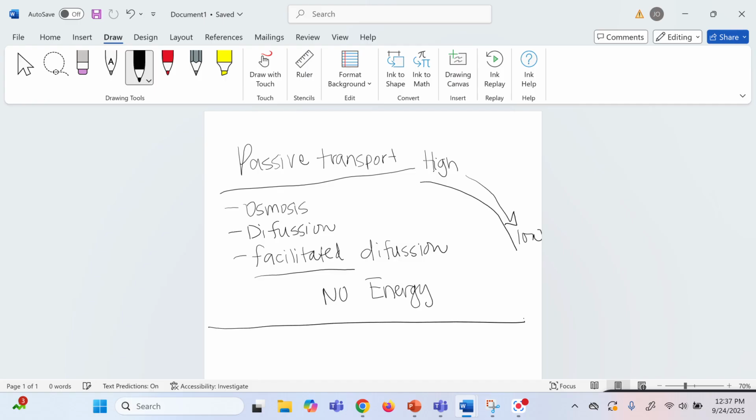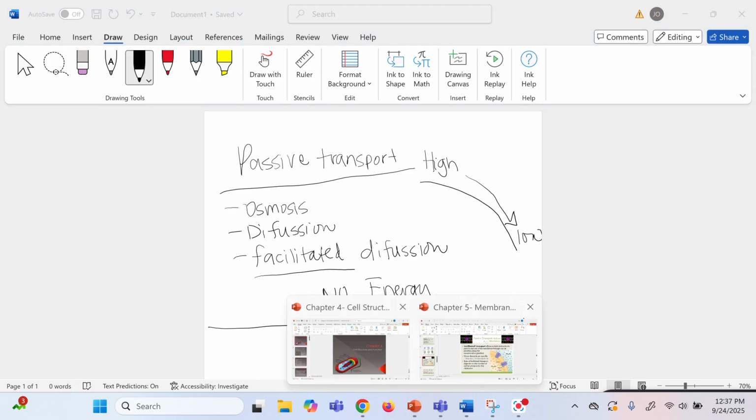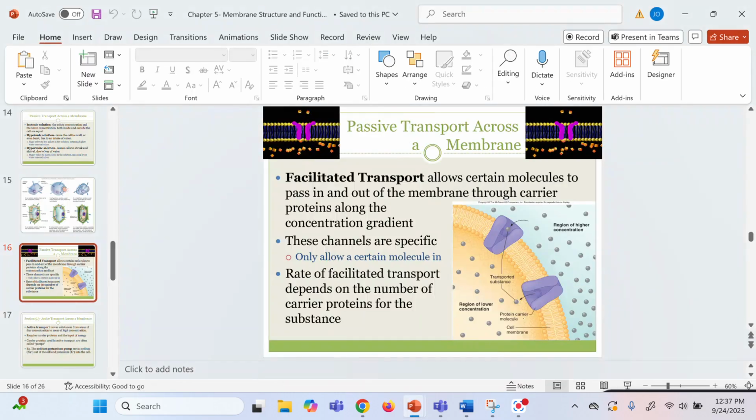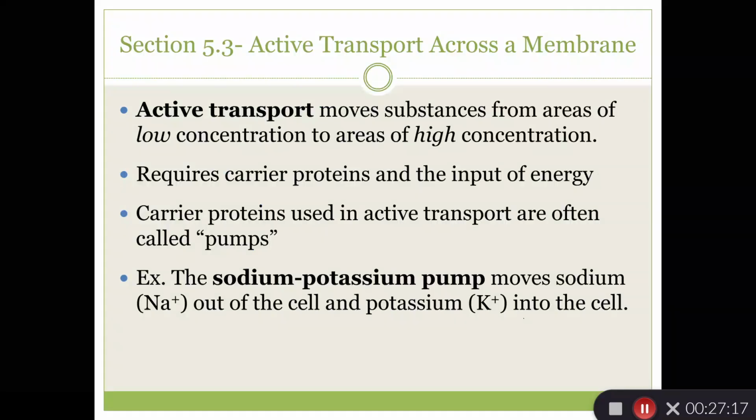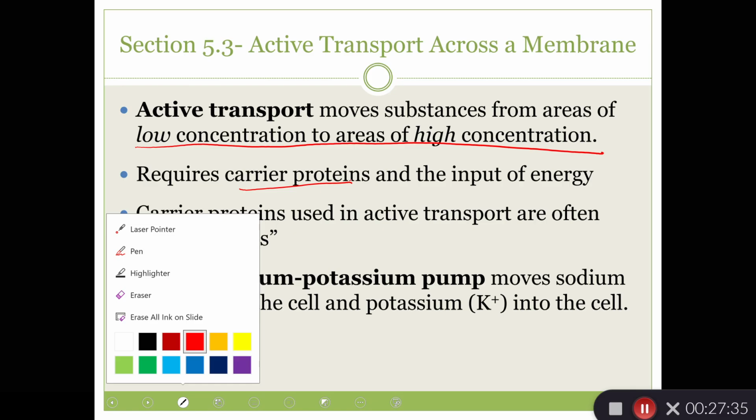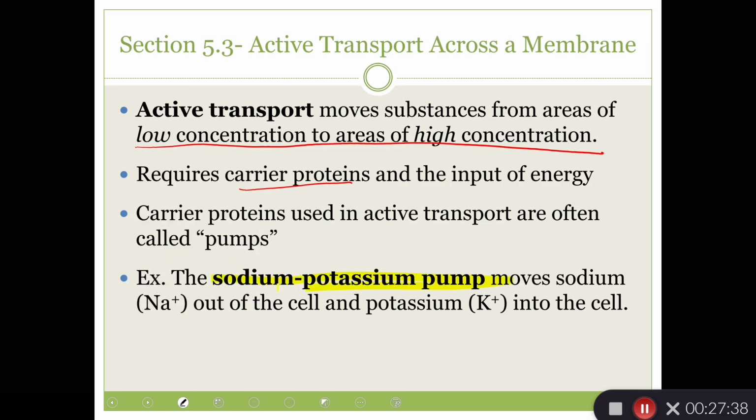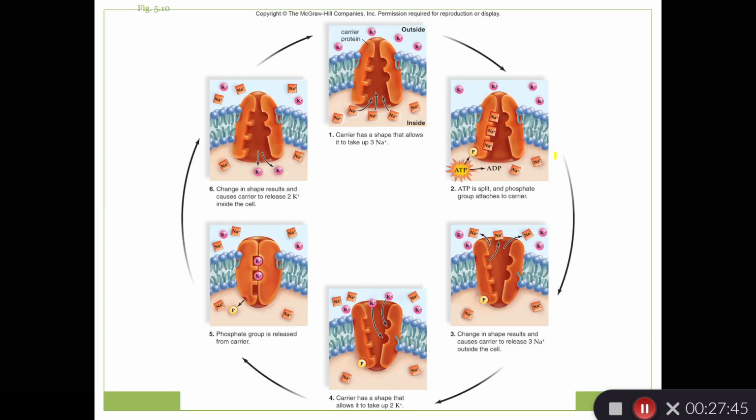Okay, so let's go back to the notes now and jump into active transport. Active transport requires energy, and it's always going to be the opposite, from low to high. So highlight that. Requires carrier proteins, so it's not going to flow through the membrane like we talked about before. An example, highlight this, underline this. The sodium-potassium pump is an example of active transport, and it requires energy. So here's a picture.